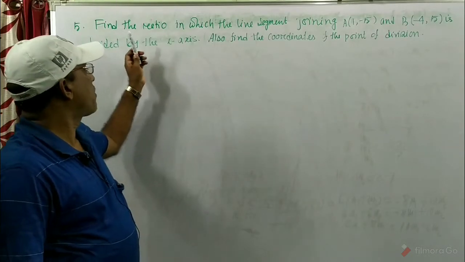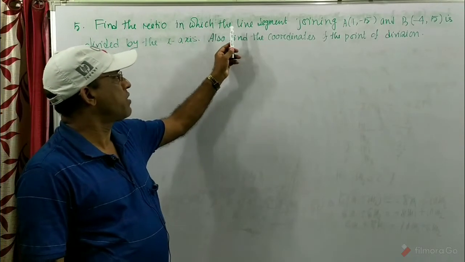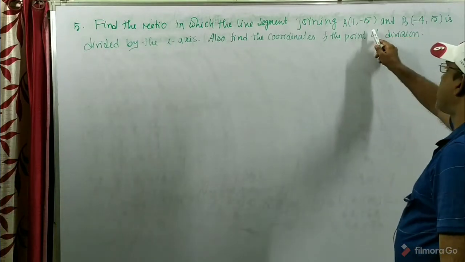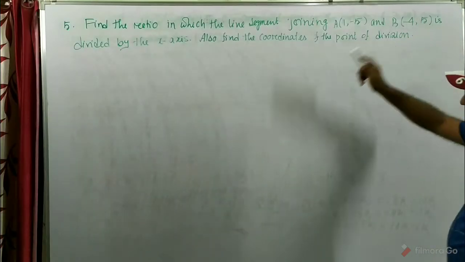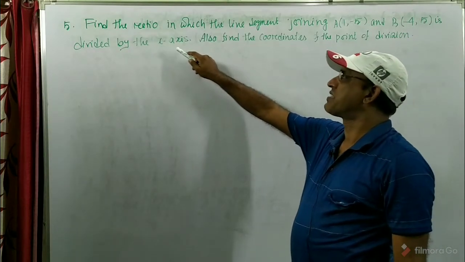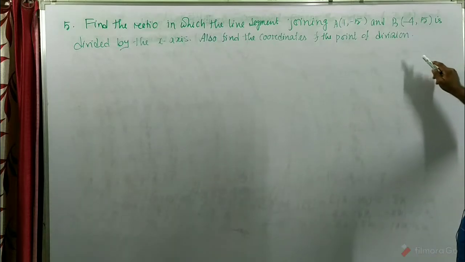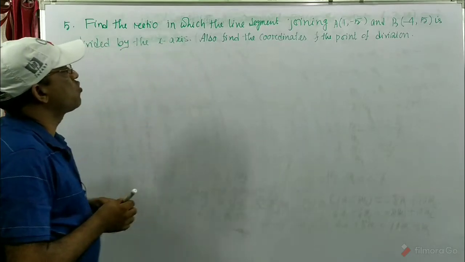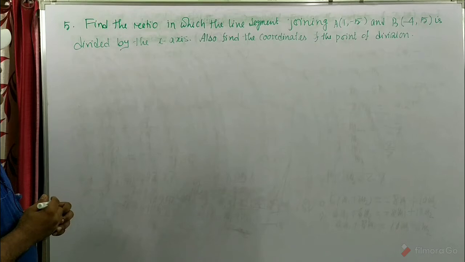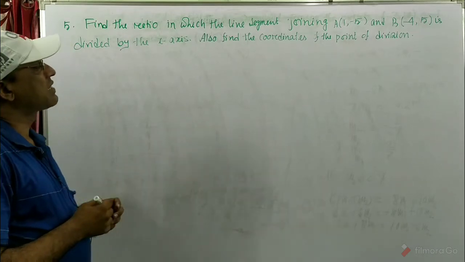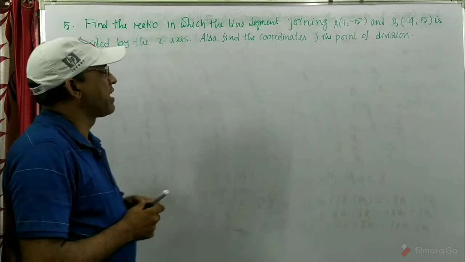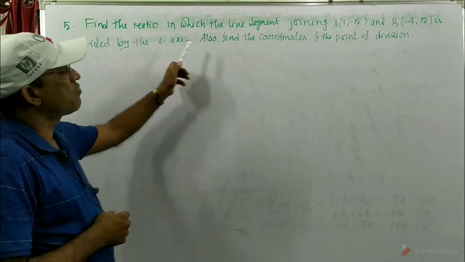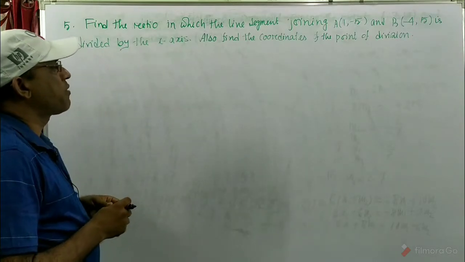So next we consider problem number 5. Find the ratio in which the line segment joining A (1, minus 5) and B (minus 4, 5) is divided by the x-axis. Also find the coordinates of the point of division. These 2 points are given, and they are divided by the x-axis. We have to find the point on the x-axis and also find the point of division.